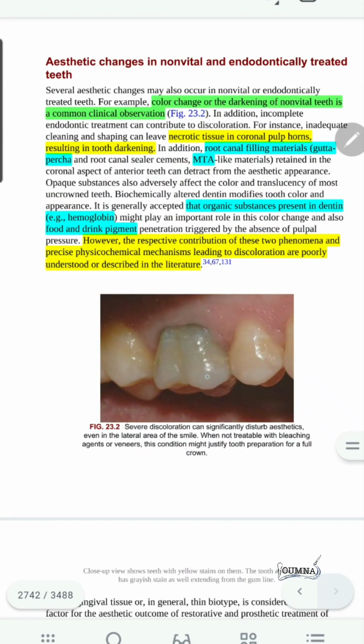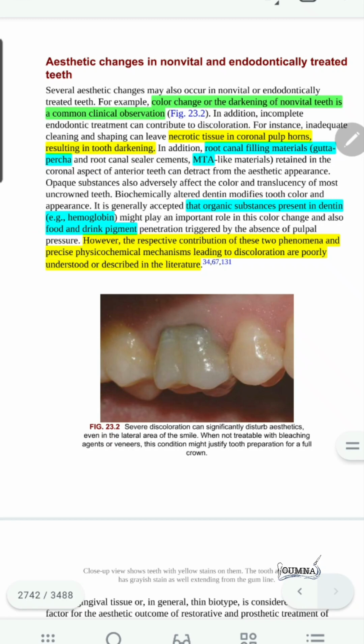Here we are discussing the color change that happens after doing the endo treatment. There are so many causes. The mechanism of how it happens is not fully understood, but there are suspects, for example, because we are using NTA, some necrotic tissues that are inside, hemoglobin, some pigments from the drinking and food.